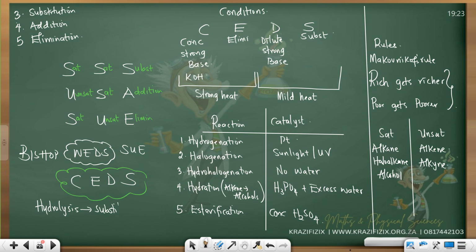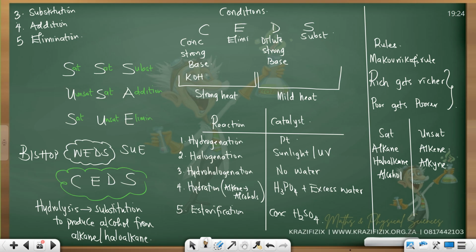Hydrolysis. It is a substitution reaction to produce alcohol from an alkane or a haloalkane. And you would see, please just learn to draw. If you can learn to draw, you will enjoy this thing. It's quite straightforward. So, hydrolysis.